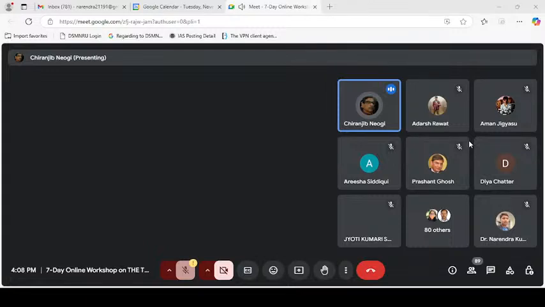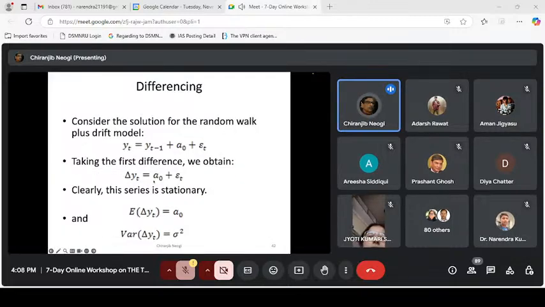If the mean and standard deviation are the same over time. Now here you see that after differencing this random walk with drift model, this is the differencing. That means y t minus y t minus 1 is only a0 plus e t. Now expectation of this, the mean value, is only a0 since the expectation of e t is equal to 0. So the expectation, the mean value, is constant; a0 is a constant.